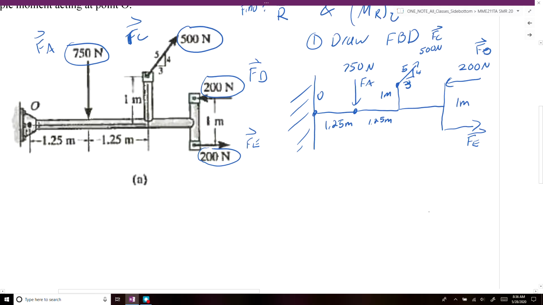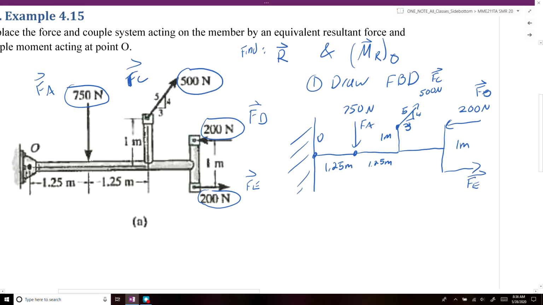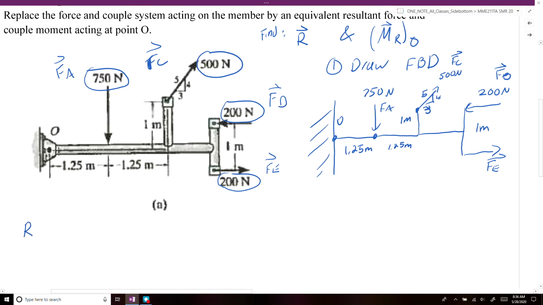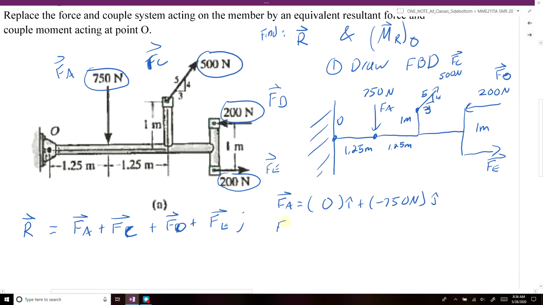So once we have our free body diagram drawn, the next step is to find our resultant force. So we're going to find R. R is going to be equal to the sum of all of our forces. We're first going to define all of our forces in Cartesian form. F of A is going to be equal to 0 in the x direction and minus 750 newtons in the y direction. F of C is going to be equal to 3/5 times 500 newtons in the x direction plus 4/5 times 500 newtons in the y direction.